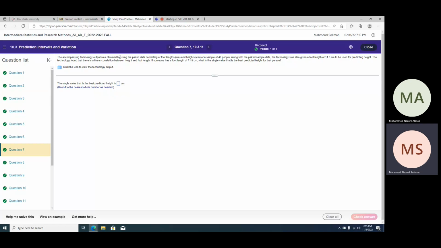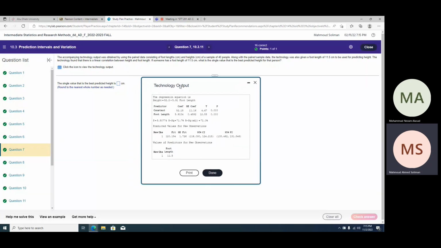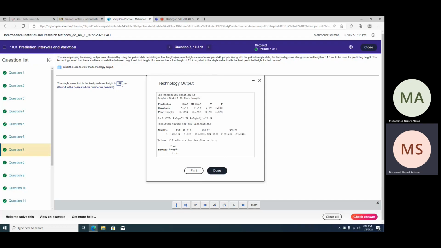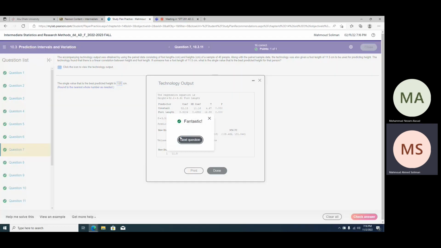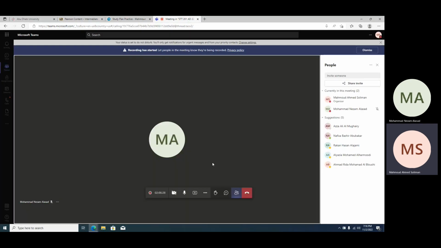Okay, so next technology. Best predicted height. Look, P is 0, so we can use the prediction. It's 120. Wait, no, I put the slash by mistake. This one, fit. You want the fit one. Yeah, fit, not SE fit. Wait, can we see it again?